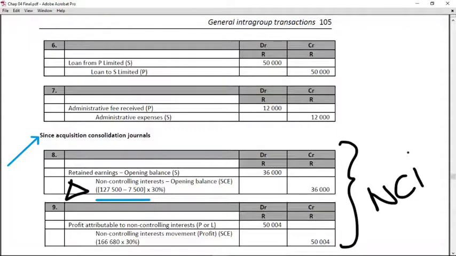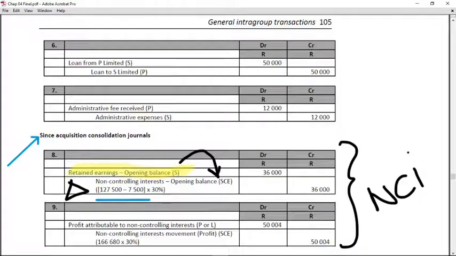Please refer back to your at-acquisition consolidation journal entry. There was a debit to retained earnings of S for 7,500 Rand. So the effect of that at-acquisition consolidation journal entry is to first of all reduce the retained earnings opening balance of S with the 7,500 before you attribute to NCI. This journal 8 is where you now attribute the movement to NCI. So what happens in this journal is because you're debiting the retained earnings opening balance of the subsidiary, you're making that balance less. You are taking a portion from that balance and moving it out to your non-controlling interest opening balance.